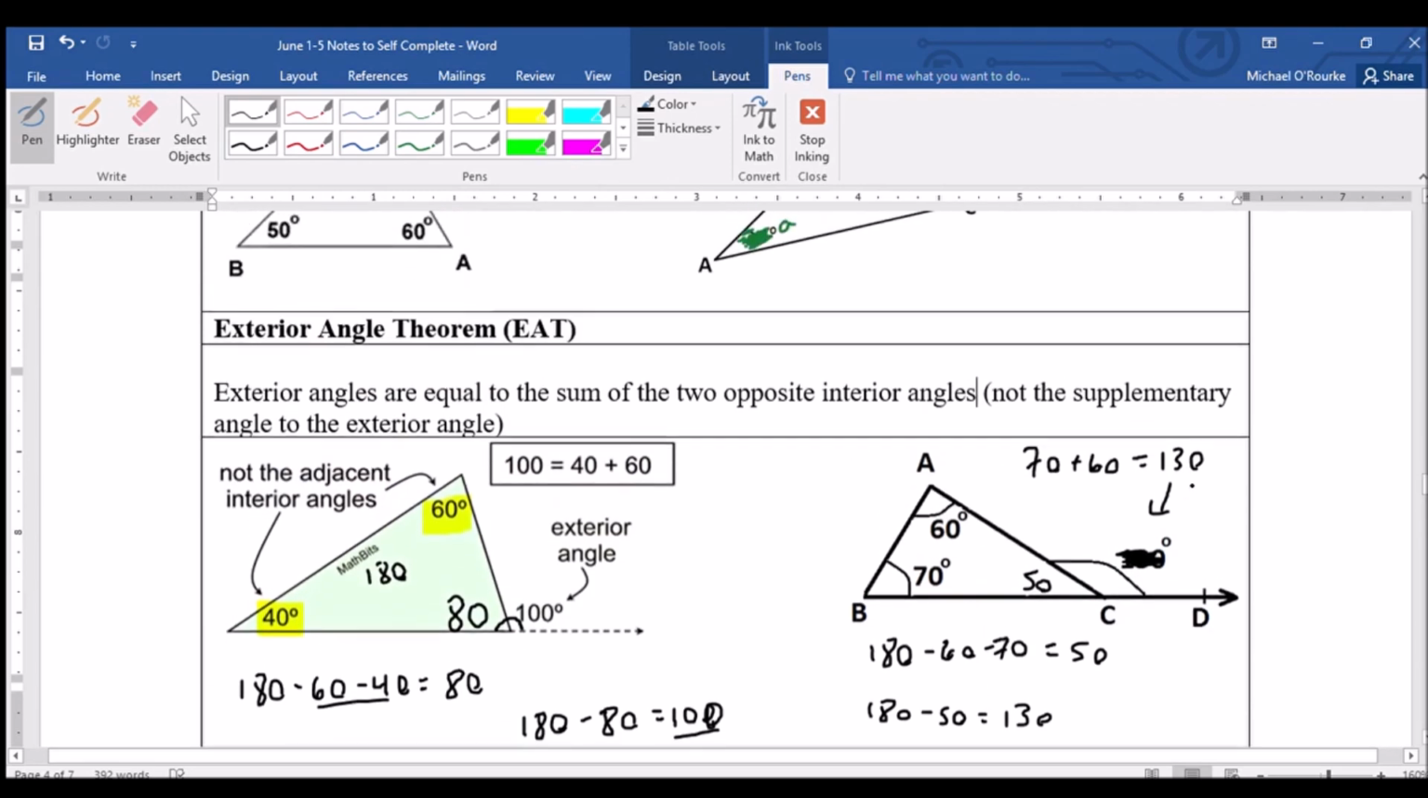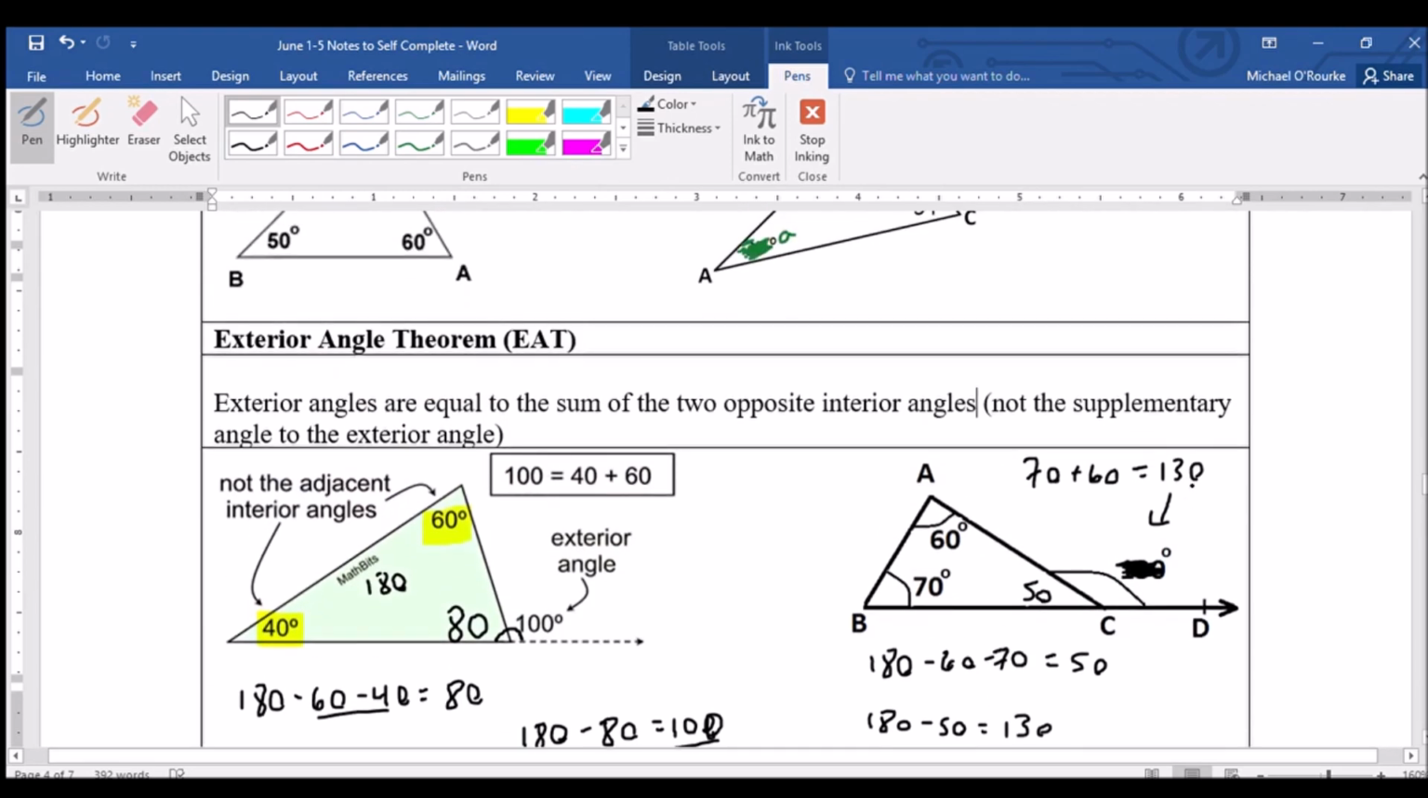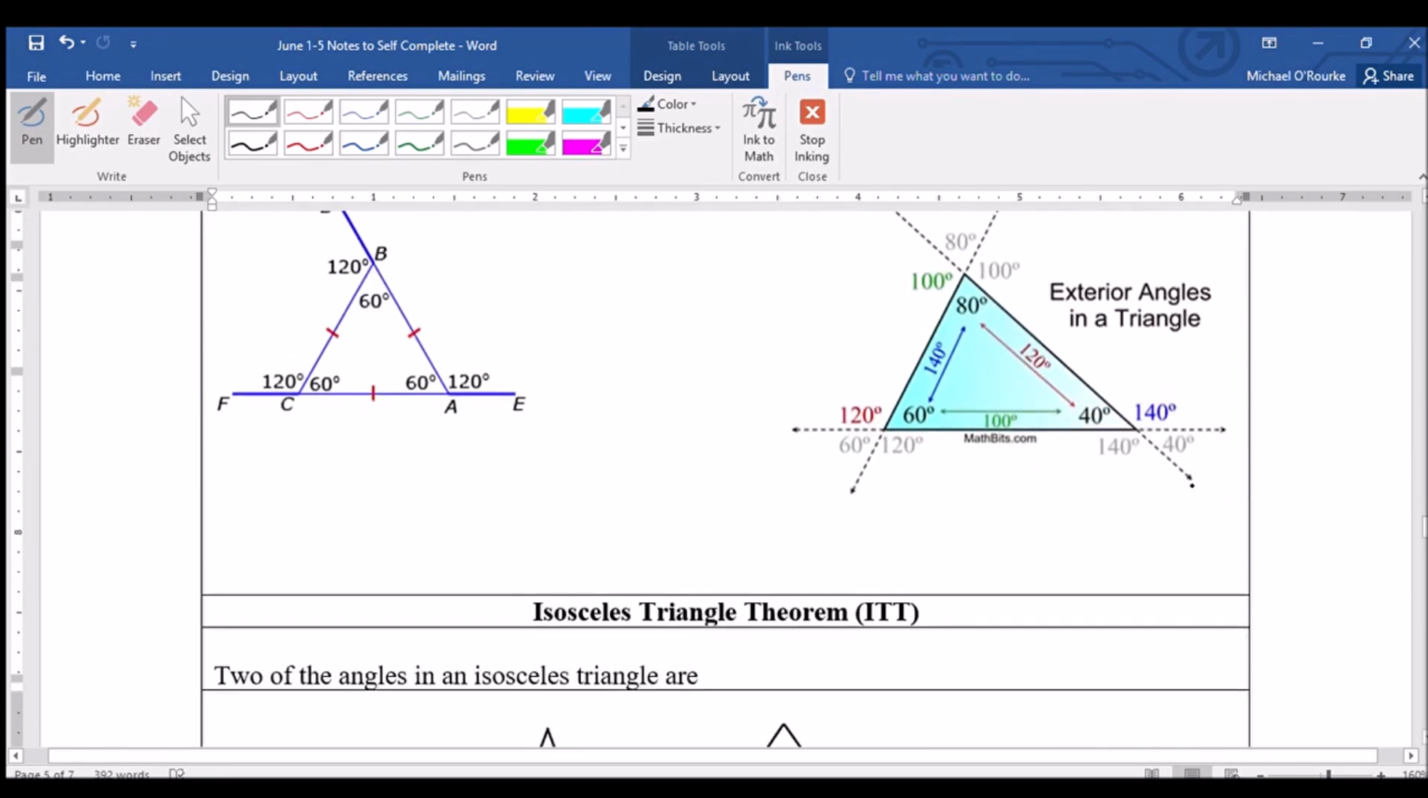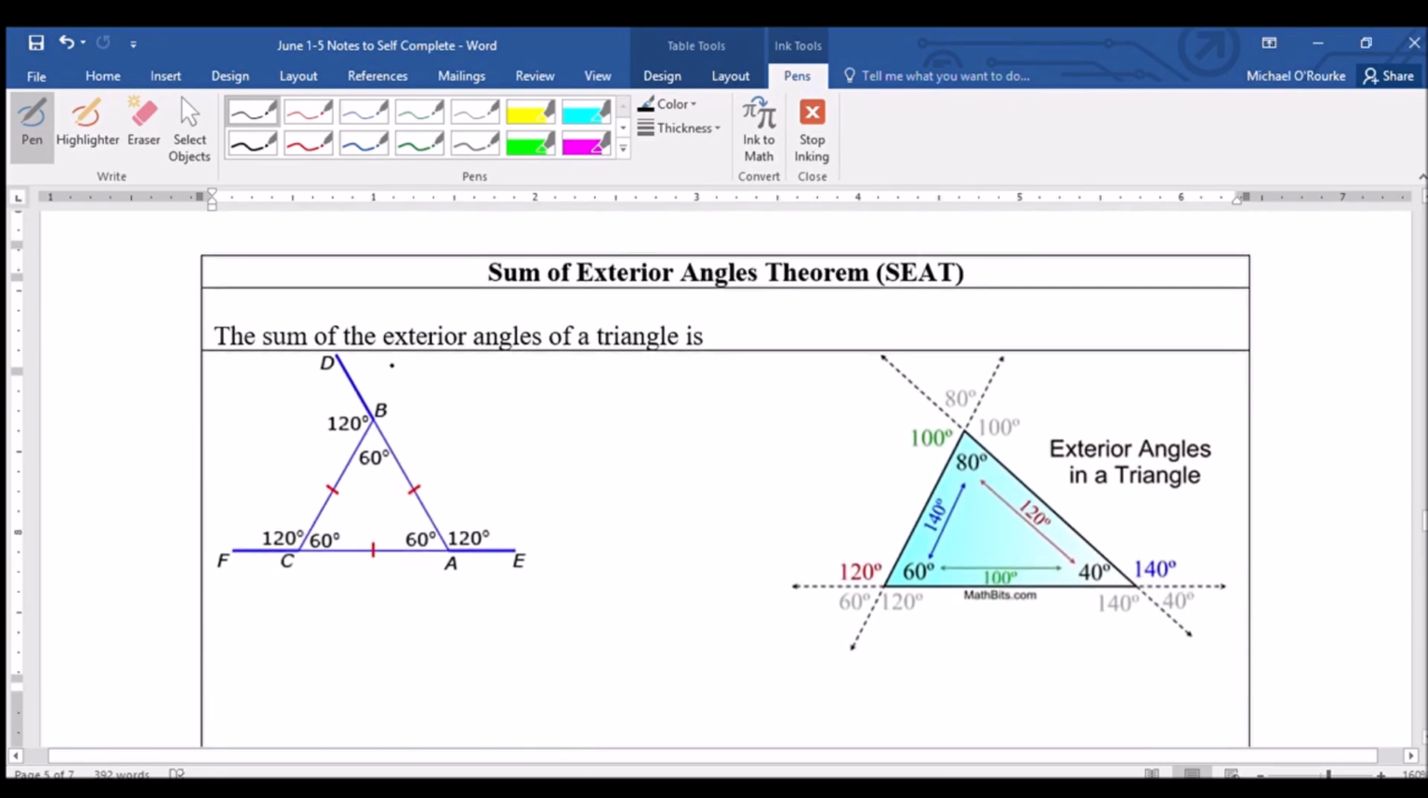So that is, what's that? EAT, exterior angle theorem. Now, I'm going to change this here. This is a key point. The sum of the exterior angles of a triangle is 180. Okay, so just remember that, 180. Sorry, not 180. What am I thinking here? 360. Okay. Now, I'll put a note here, and we'll work on this next lesson.